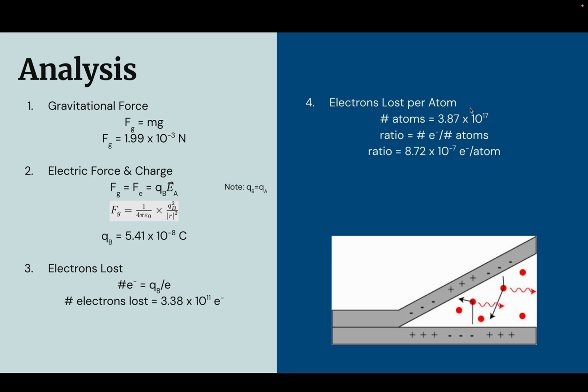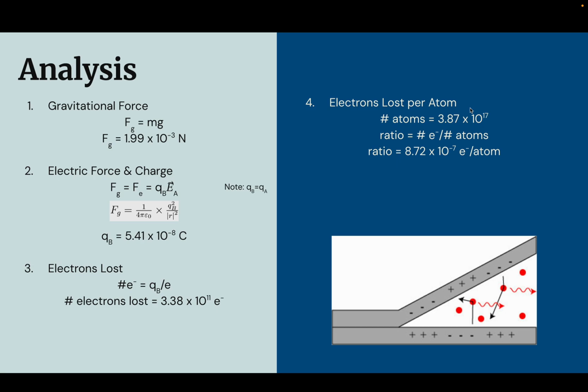For the electric force, we can find that it is equivalent to the gravitational force because we're in static equilibrium, and therefore we can solve for the charge on tape B, which was found to be 5.41 times 10 to the negative 8th coulombs. The electrons lost can be found by dividing by the charge of an electron, which was determined to be 3.38 times 10 to the 11th electrons.